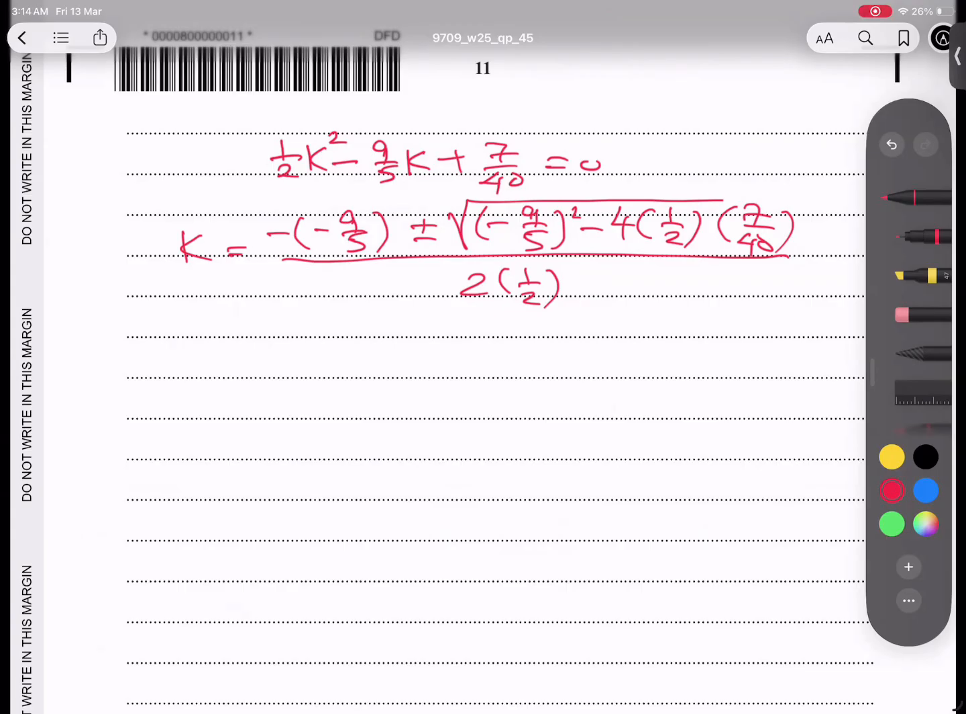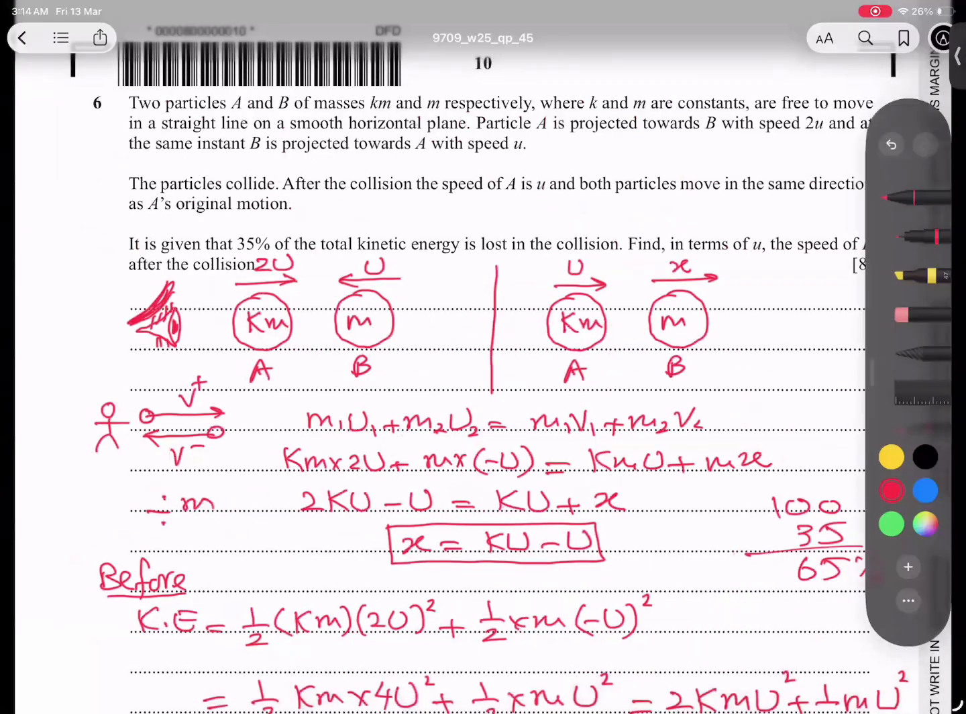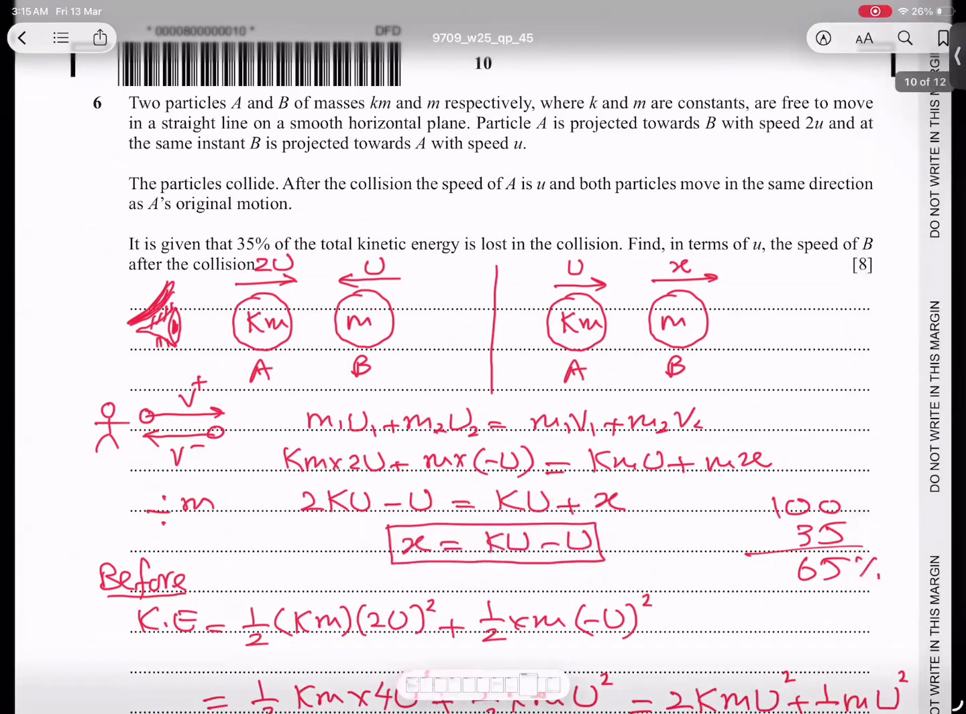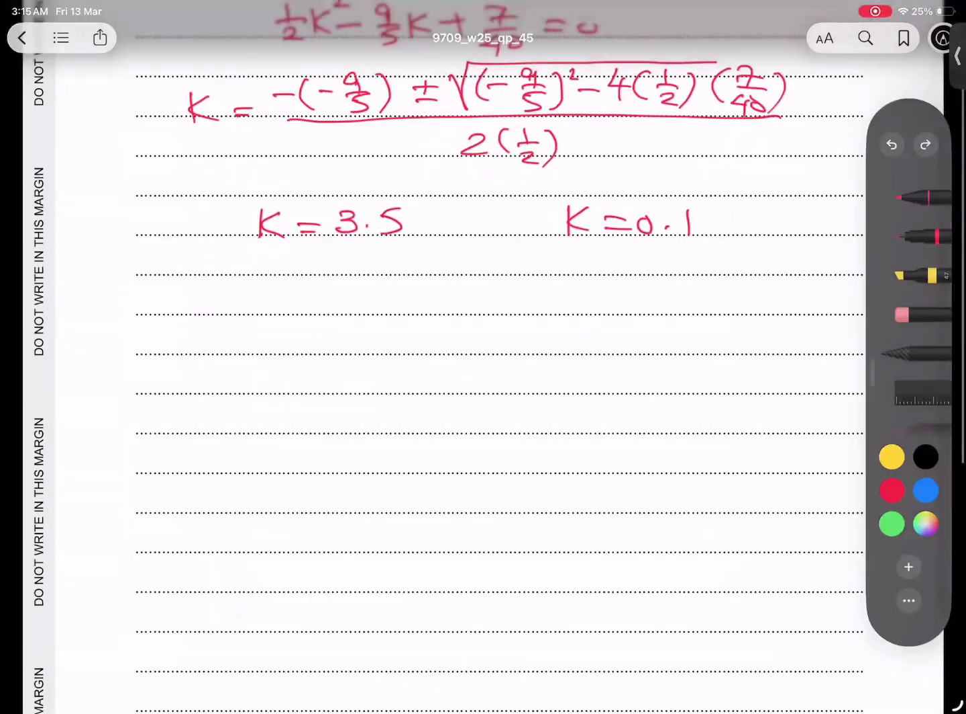So my first answer turns out to be k value is 3.5. And the second value, I get k value is 0.1. I hope the point is very clear. I got two values of k. If you go back, because he is asking in terms of u, finding the speed of v in terms of u is my job. So I'm copying this from here and pasting there on the next page.